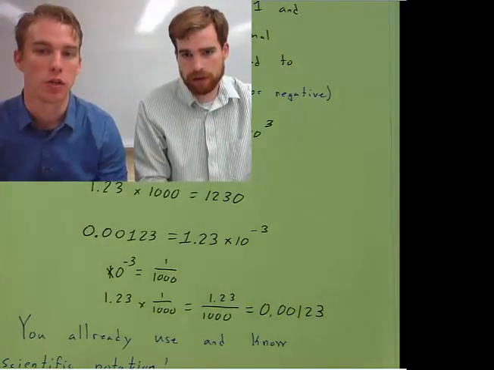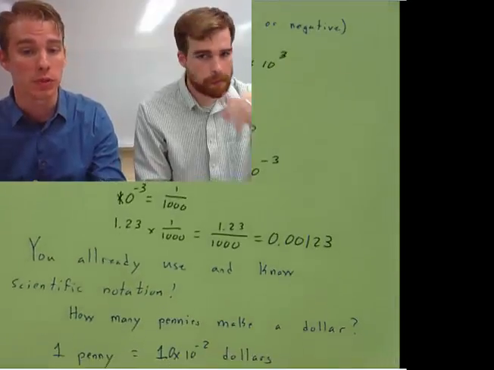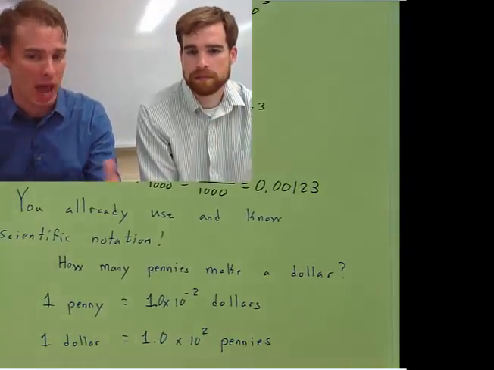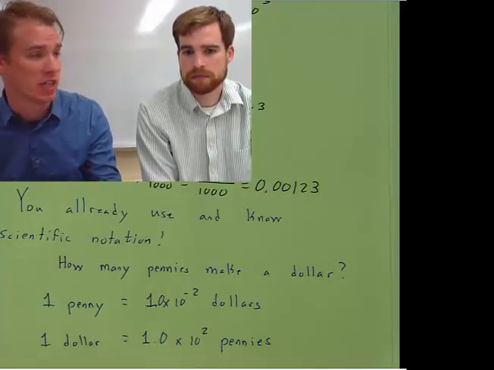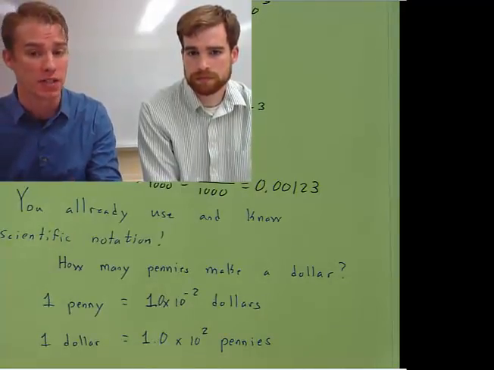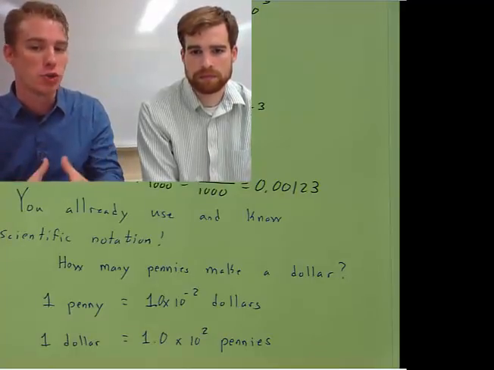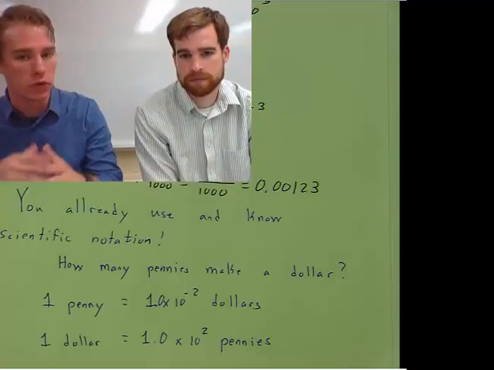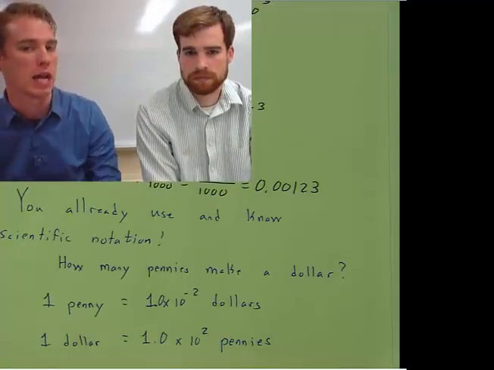Now, you guys are already using this. Let's go back to our units. Remember we talked about cents and dollars? Well, a penny, 1 cent, is just 1 times 10 to the negative 2 dollars. That's all it is. And $1 is just 1 times 10 to the 2 pennies. So again, you've been doing this for the majority of your life. We're just giving you a language to apply it to this course.